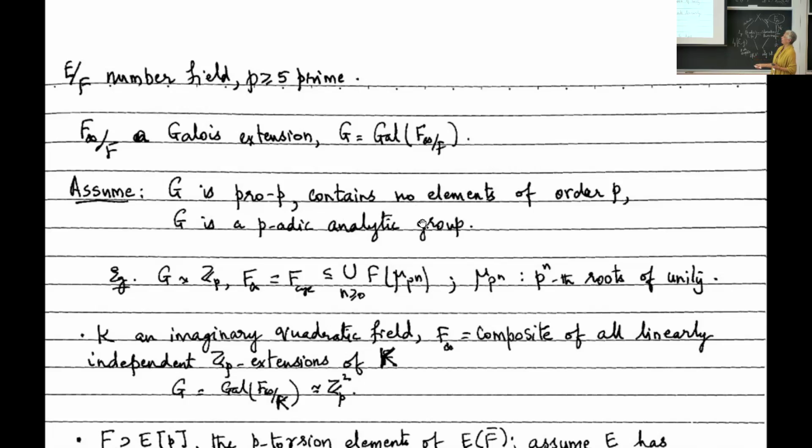So what are the natural ways in which you can find groups like this? You take the cyclotomic Zp extension, which is obtained by adjoining all the p to the power n roots of unity as n varies. You take the union of all these cyclotomic extensions of F, and the Galois group of this is Zp star, the units in the p-adic ring of integers, and then you take the cyclotomic Zp extension.